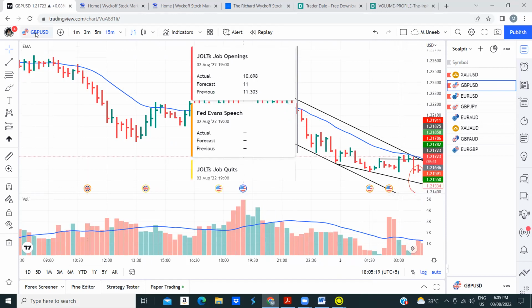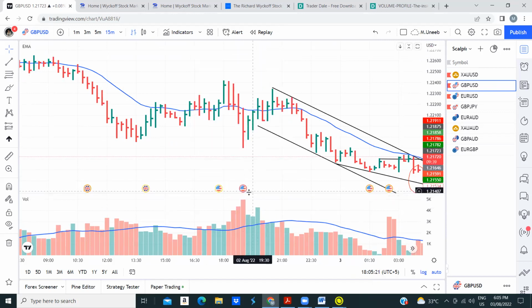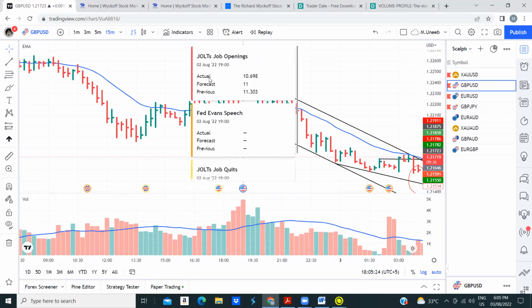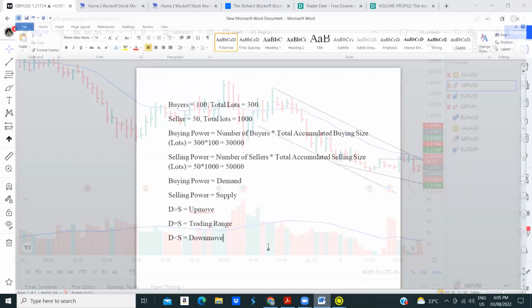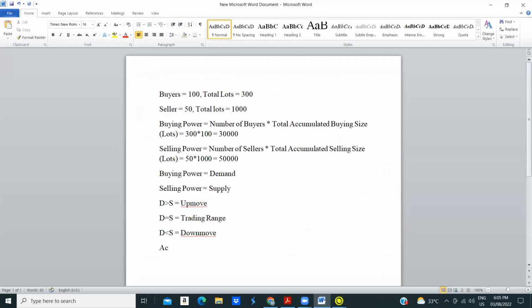So this is GU, and it was news on the US dollar. You can see the US dollar flag. It was news on the US. So actual was 10.08. Forecast was this one. What I want to explain to you is that if actual is equal to forecast, then nothing happens. The price remains.